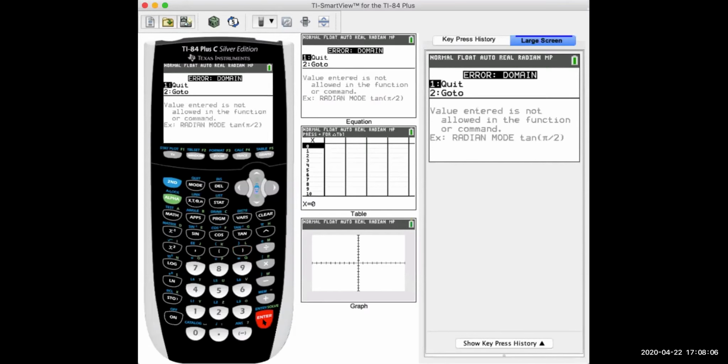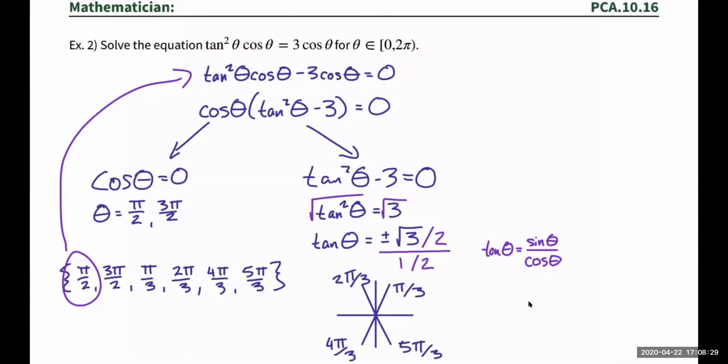And then look at that, we're getting a domain error. Something has gone wrong in the calculator, and we're not able to actually evaluate this expression. Now, that's not something fluky in the calculator. There's actually a math reason for that. So let's hop back to our notes and talk about why, because that solution set of 6 elements is not actually our solution set for this problem.